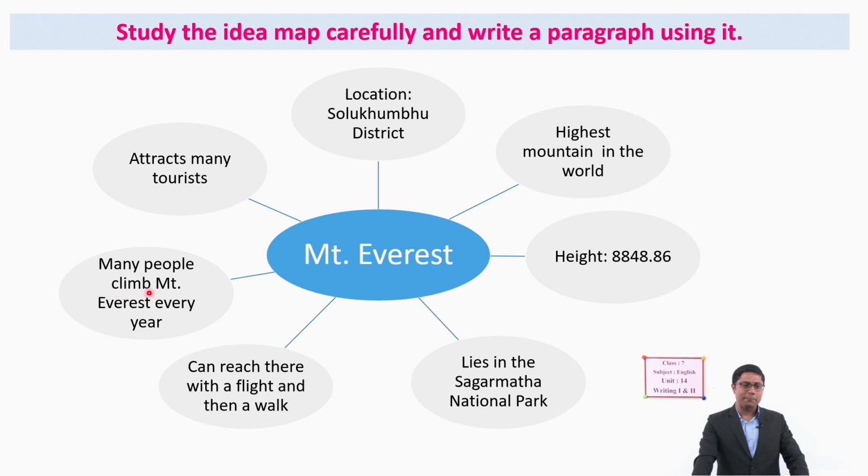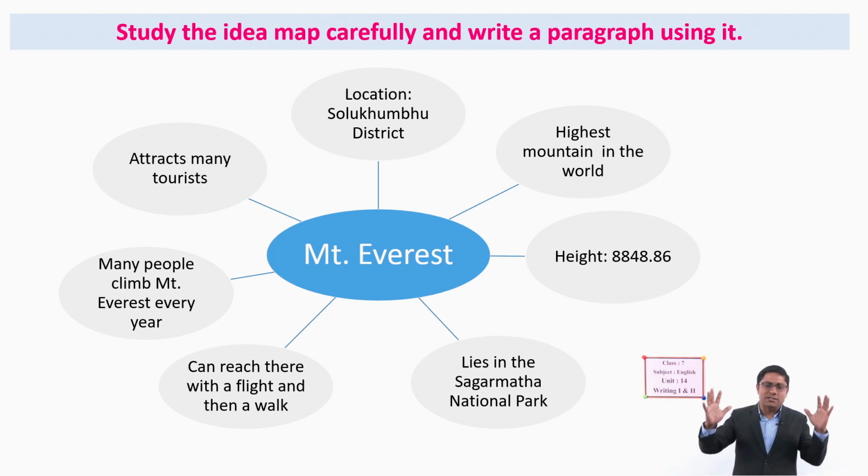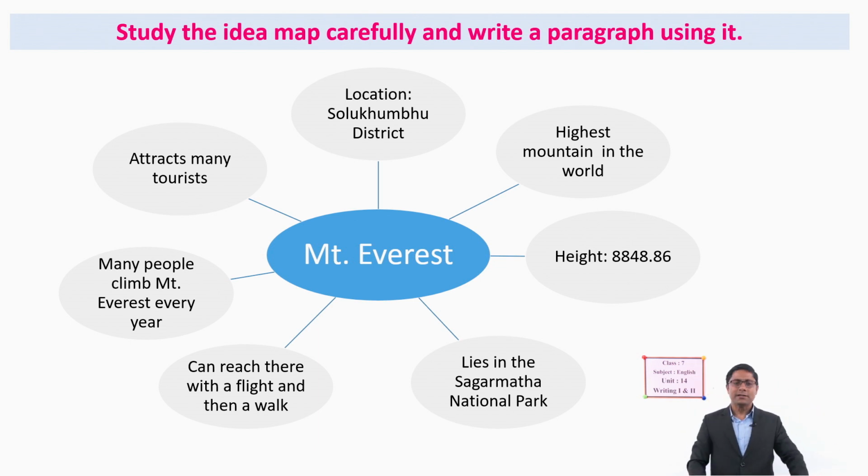Next, many people climb Mount Everest every year. You can reach there with a flight and then a walk or hike. You can say hike, hike also. Similarly, it lies in the Sagarmatha National Park. Such information is given here. You can add other information on your own, or you can design or develop a similar idea map. And using this idea map, you can develop these ideas into a paragraph as we did earlier about Rara Lake. Do you understand?